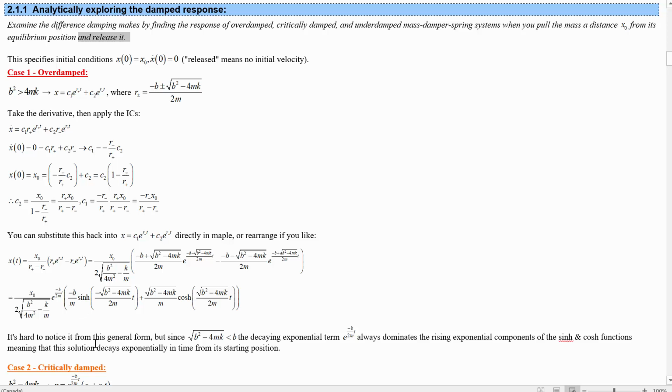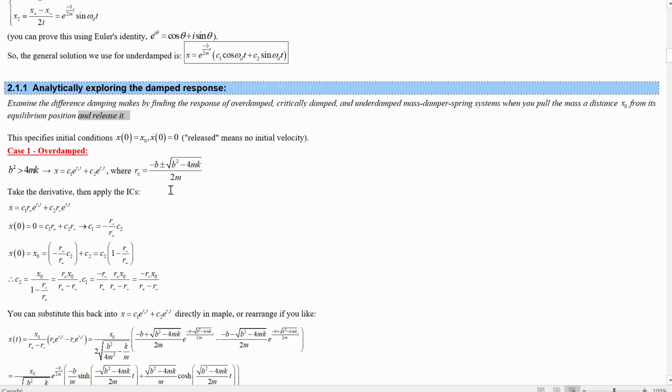Anyway, it's a little bit hard to notice from this general form, but because root b squared minus 4mk is less than b, the decaying exponential term always dominates the rising exponential term of these. This is the same thing we noticed earlier when we said that the exponent was always negative for the positive and negative roots, r's, that we found. Both of them are negative, even though it's called the positive root. It's the positive of this root, and the overall r is still negative. So that's why this is still a decaying exponential form. Okay, so that's the overdamped one.